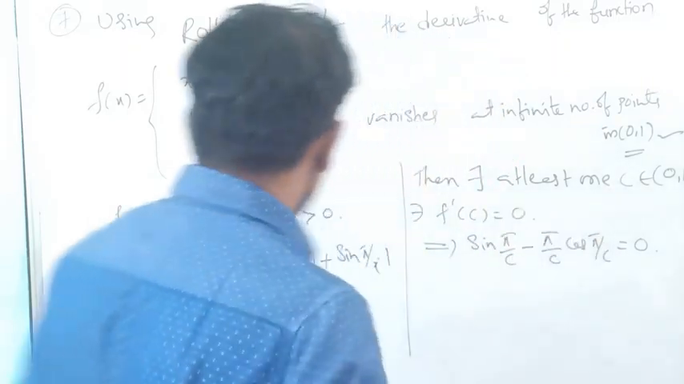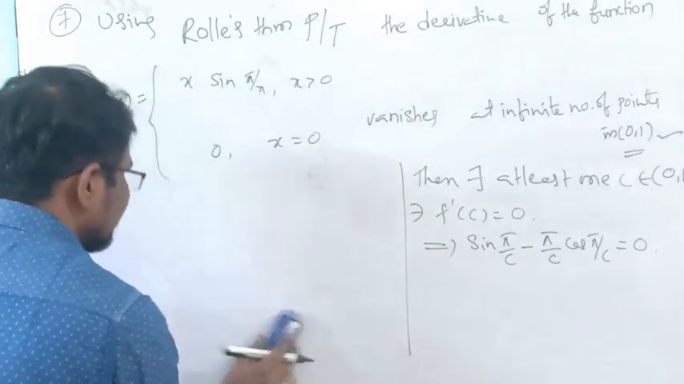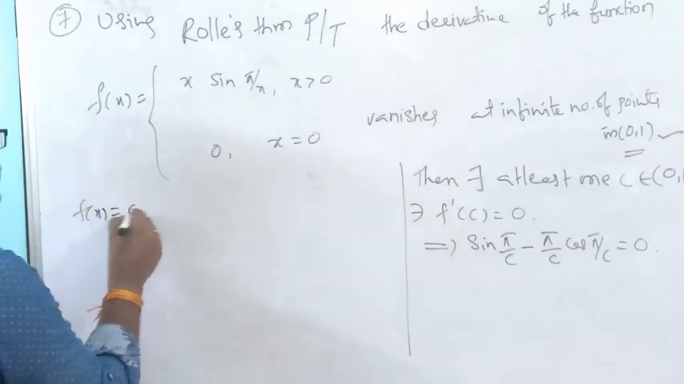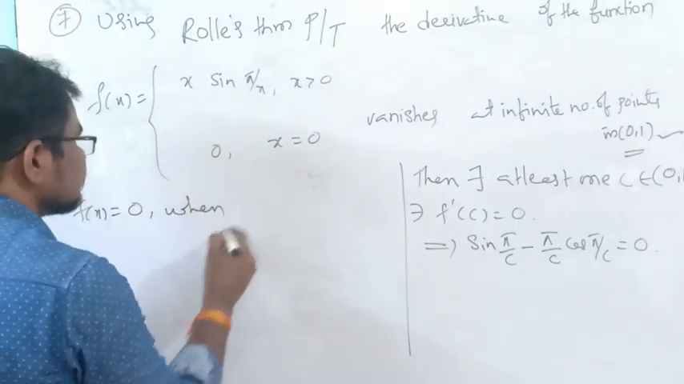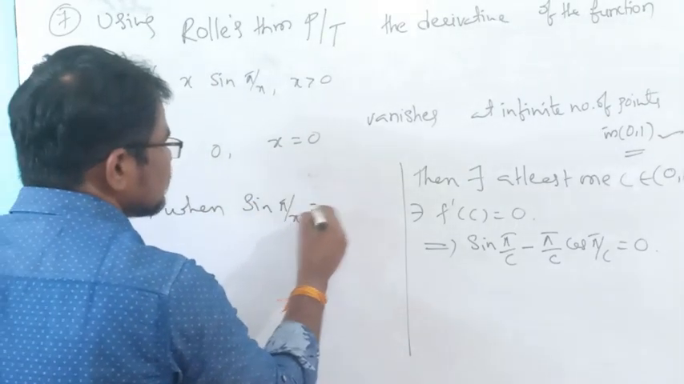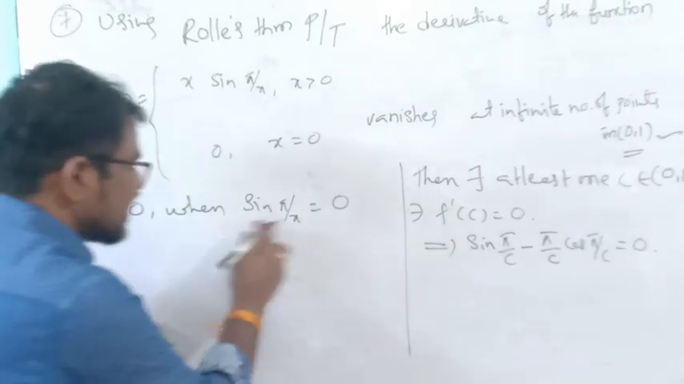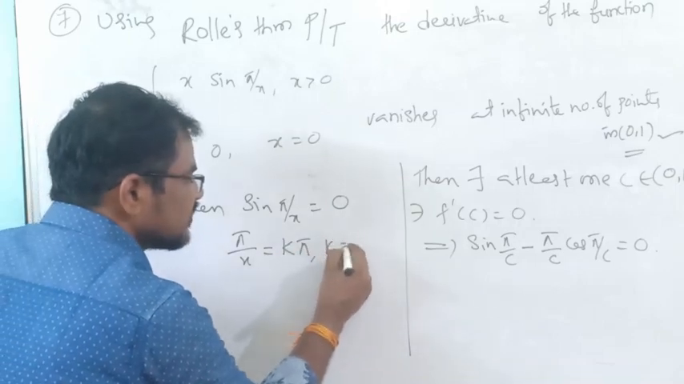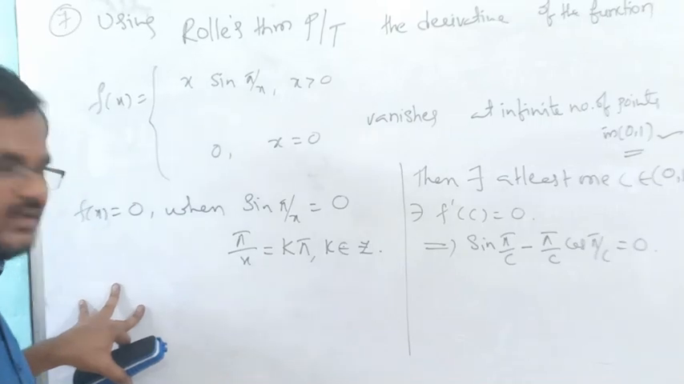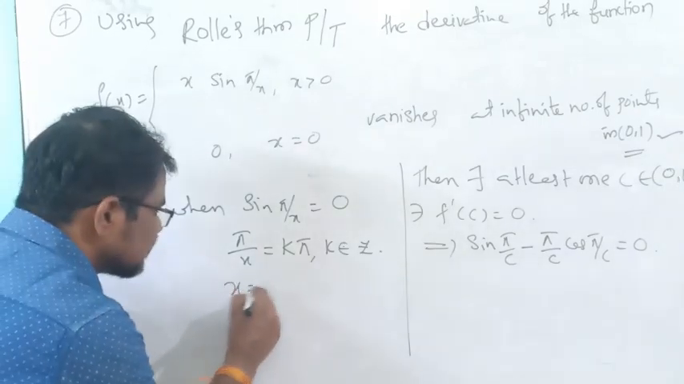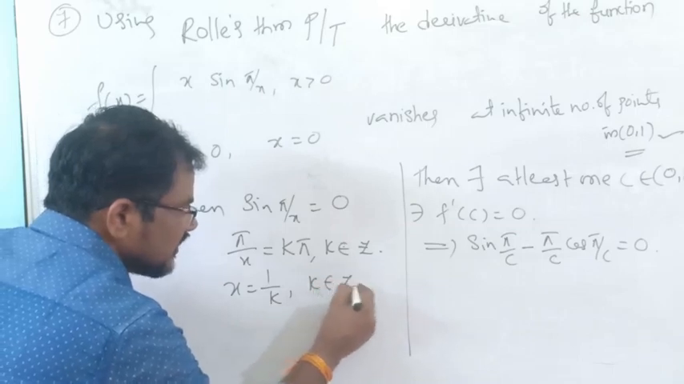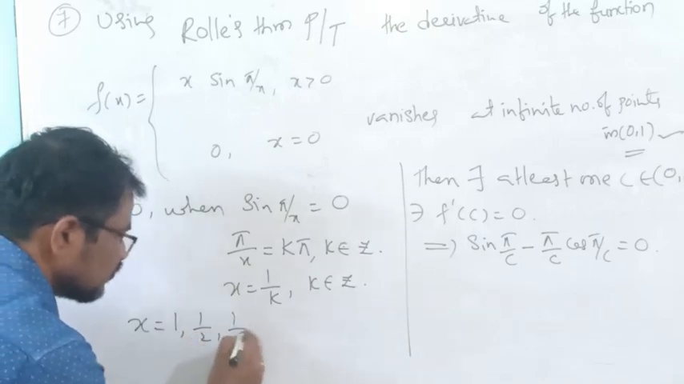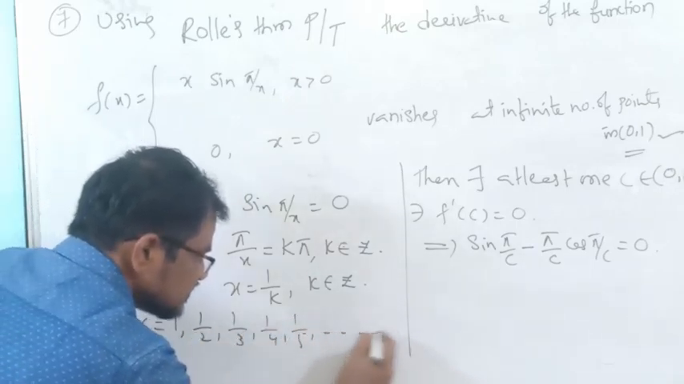How to get that, I will show by taking one small example. See, you take f of x equal to 0 when sin pi by x equal to 0, right? Now sin pi by x equal to 0 means pi by x equal to k into pi, where k belongs to integers. Now listen carefully, this is the important one. Now x equal to 1 by k, k belongs to integers. Means what are the x values? x equal to 1, 1 by 2, 1 by 3, 1 by 4, like this.